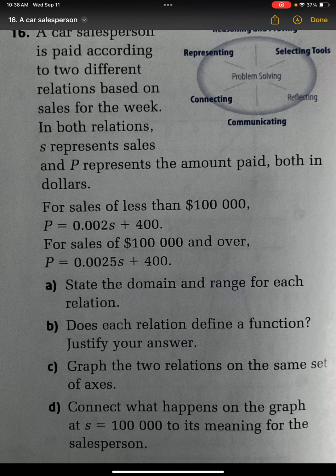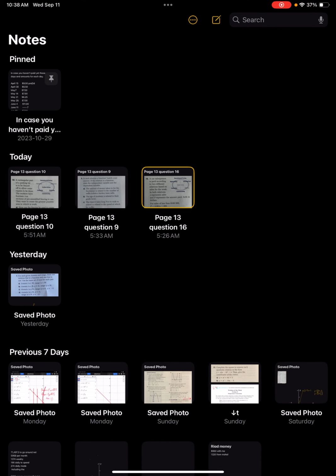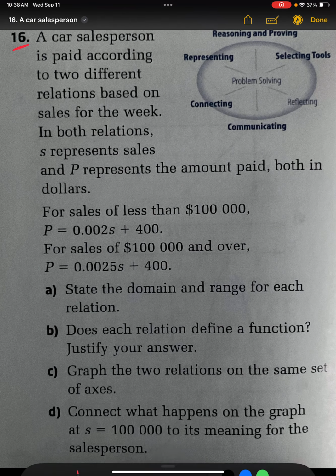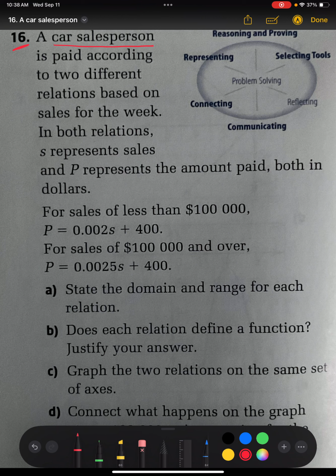So looking at question 16, page 13, question 16. It says that a car salesperson is paid according to two different relations based on sales for the week. In both relations, S represents sales and P represents the amount paid. So P depends on S.